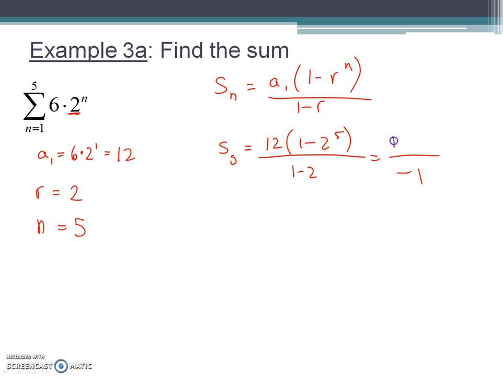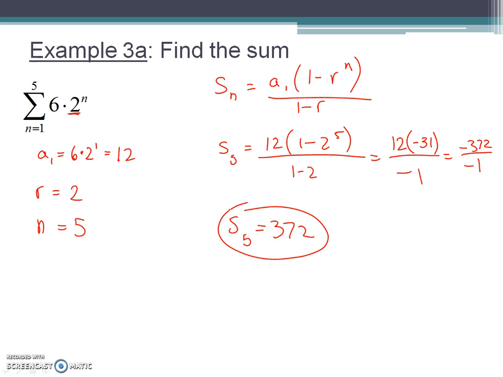And just do the arithmetic. 2 to the fifth is 32. That's kind of, what is that, 31? Negative 31 here. And the negatives kind of take care of each other. So you do your multiplication, and this ends up being negative 372 over negative 1. So the sum of the first 5 terms of this sequence is 372. You could, of course, revert to your calculator, and that's all well and good. But, again, nice to show how the formula works.